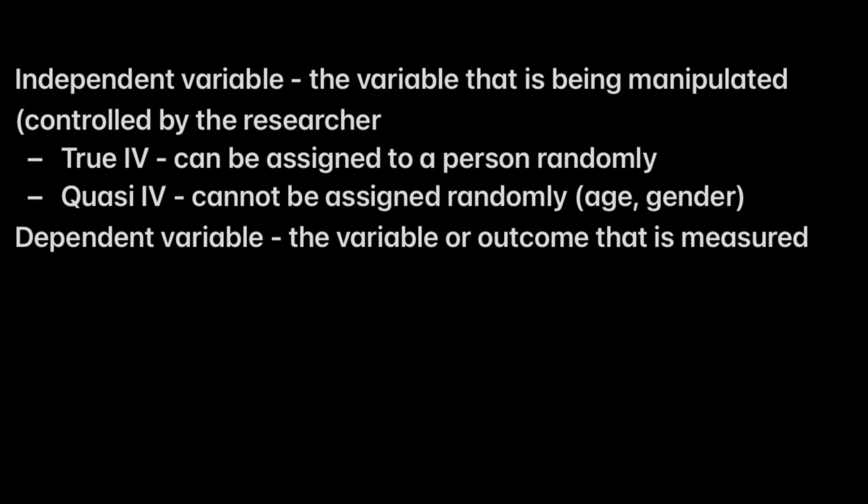So with an experimental study, you can have two types of independent variables. You can have a true independent variable, which means it can be applied randomly to anybody, or we may have a quasi-independent variable, which is not randomly assigned because it's often something you cannot change. For example, your handedness or your eye color or where you're from.